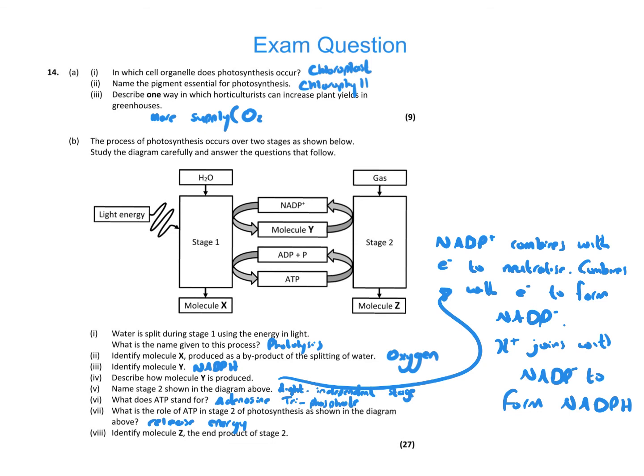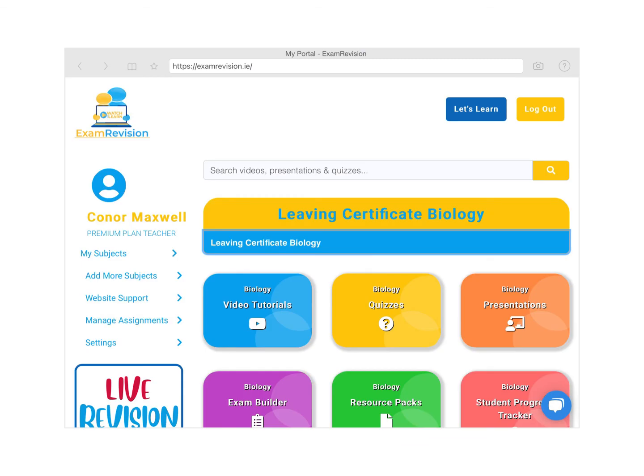And identify molecule Z, the end product of stage 2. So again, why do we do photosynthesis? It's to produce glucose. Okay, so we can write down the word glucose there. You could write down the formula as well, but I put down the name unless it asks for the chemical formula. So another exam question there. Okay, so that's the process of photosynthesis, the simplified version and the more detailed steps there as well. And we've seen a couple of exam questions that we can use to test our knowledge base off of that.